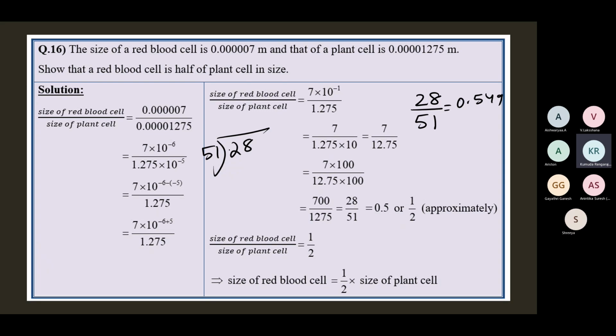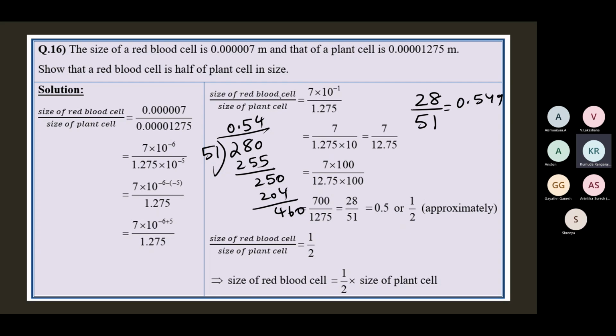So it's not possible. So 0 point, add a 0 here. 51 5 times is 255. And the remainder is 25. Add a 0. Correct? 51 4s are 204. And then what's the remainder? 46 is the remainder. Add a 0. So it goes on like this.